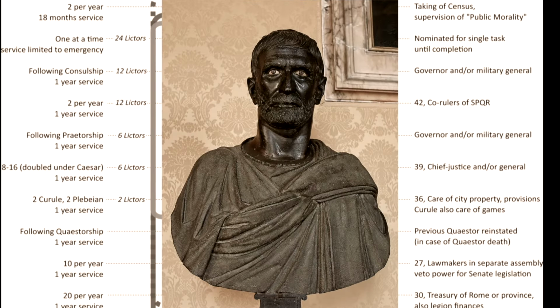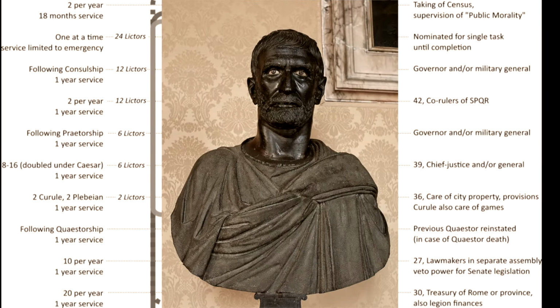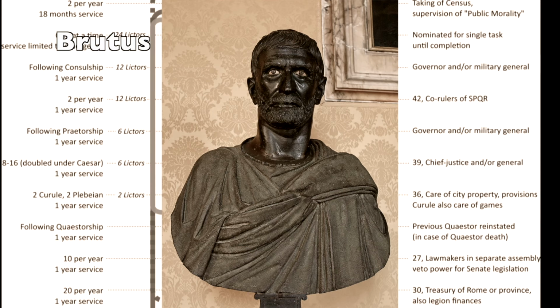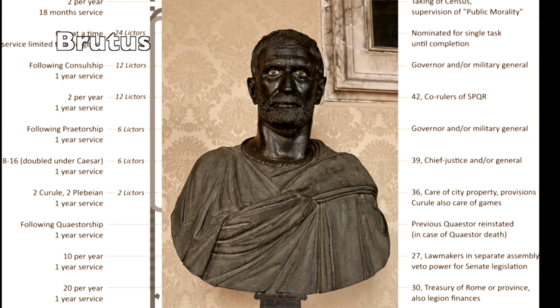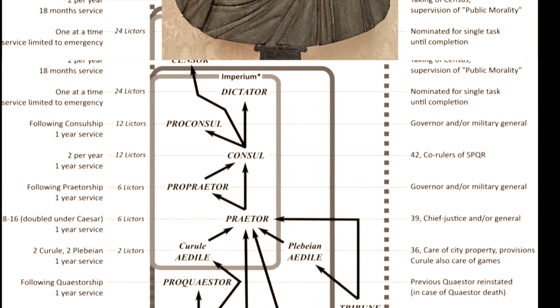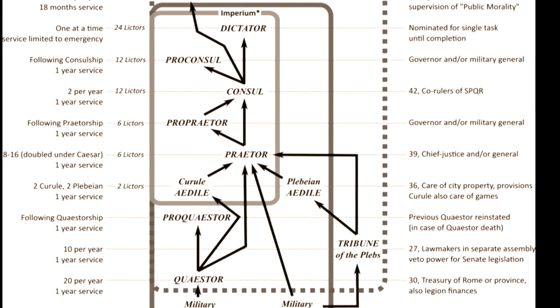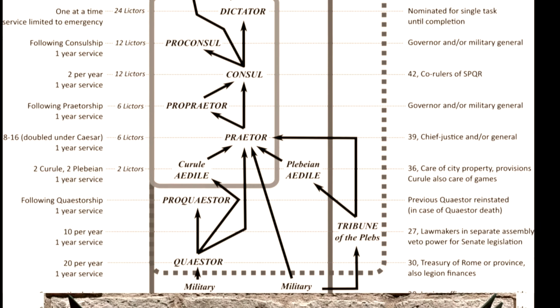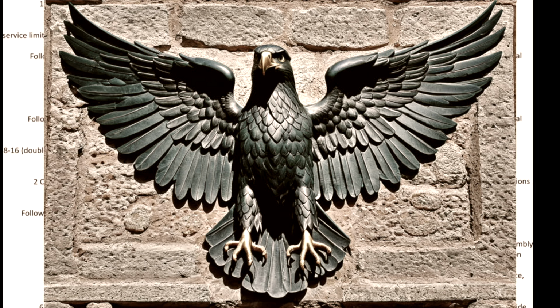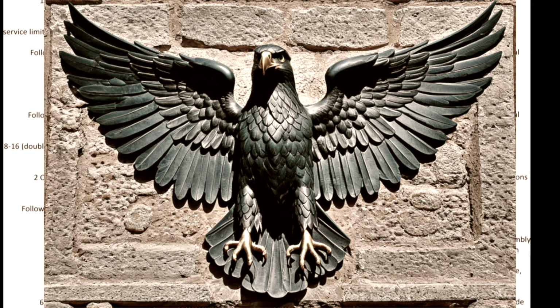Aediles. The aediles were in charge of public works, including the maintenance of public buildings, streets, and sewers. They were also responsible for organizing public games and festivals and ensuring that food and other essential goods were available to the people of Rome. There were two types of aediles, the plebeian aediles and the curule aediles.